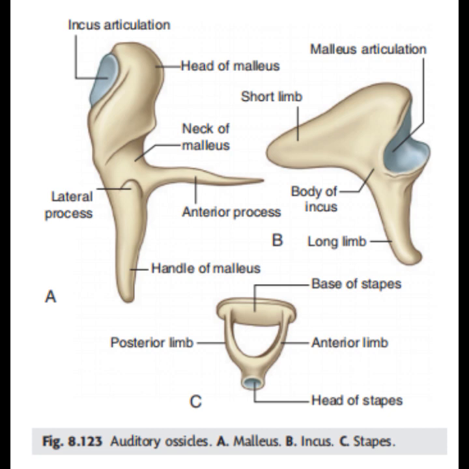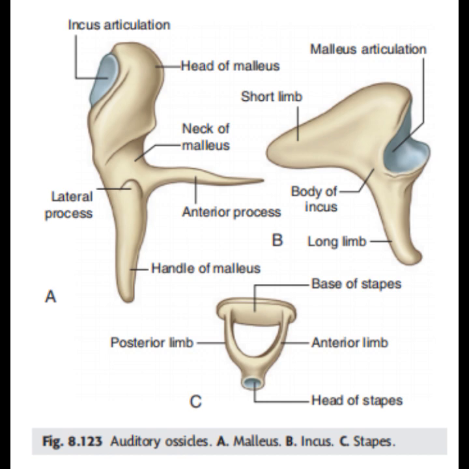Malleus. The malleus is the largest of the auditory ossicles and is attached to the tympanic membrane. Identifiable parts include the head of the malleus, neck of the malleus, anterior and lateral processes, and handle of the malleus. The head of the malleus is the rounded upper part of the malleus in the epitympanic recess. Its posterior surface articulates with the incus.